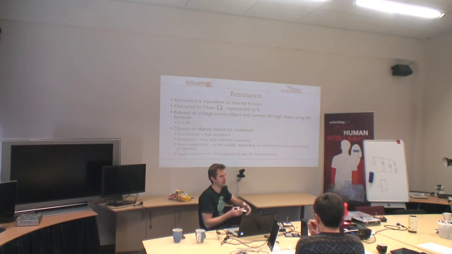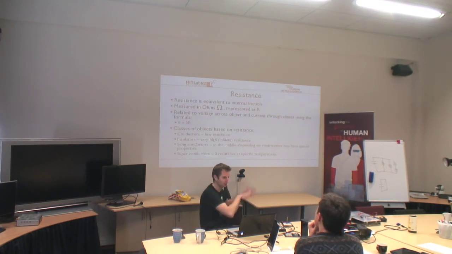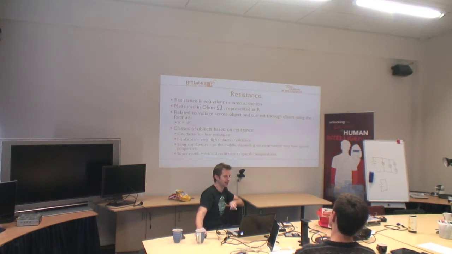So you might have a mill, and the train passes through, and the mill takes some coal and burns it. And that's the equivalent of the resistance. So it's the amount of coal which needs to be burnt before it passes through. It's measured in ohms and represented in formulas as R. And it's related to voltage across an object and current through an object using the formula V equals IR.